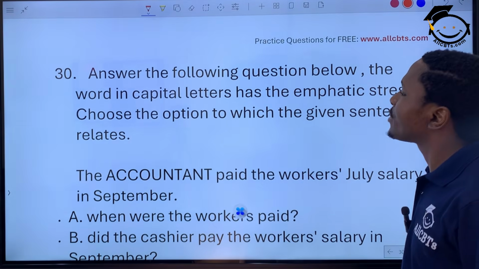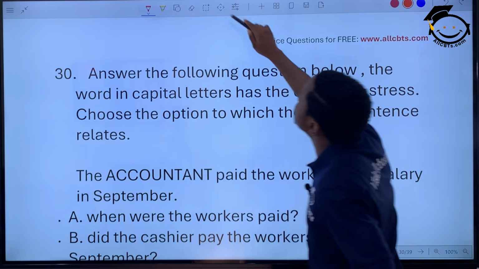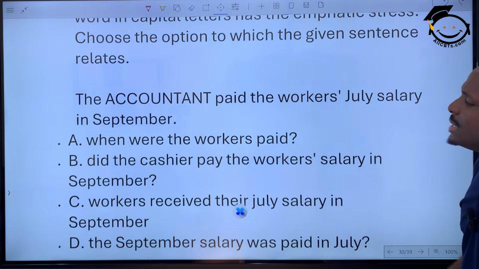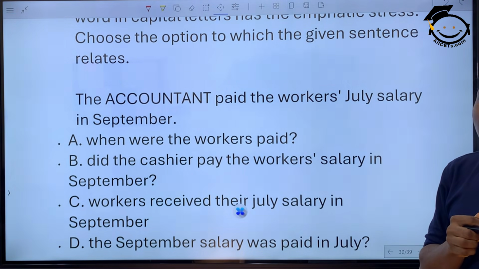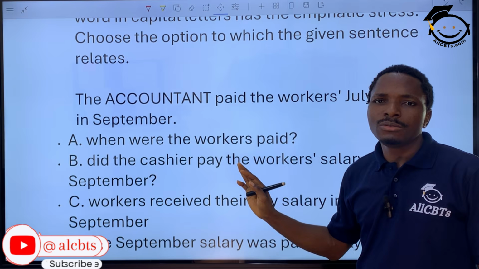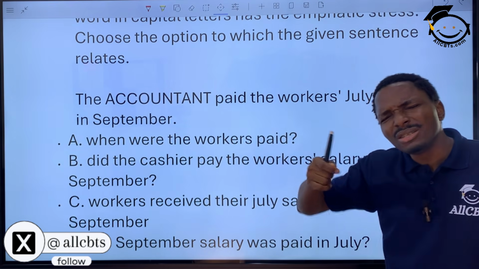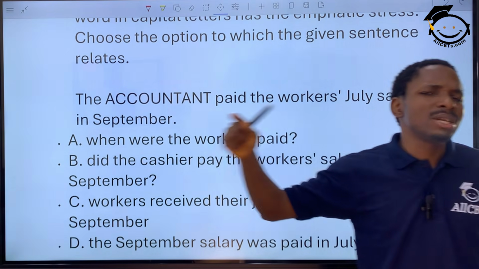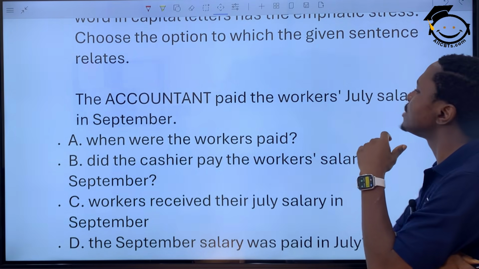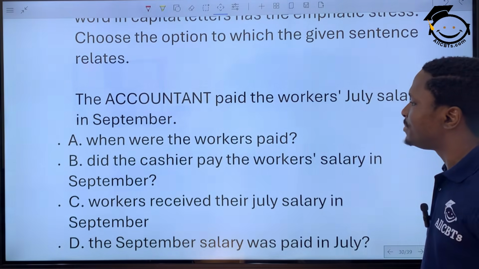Oh, wow. Answer the following question below. The word in capital letter has the emphatic stress. Okay, we have another one. Now, the accountant paid the workers' July salary in December. Now, even without looking at the options, you can pick that the correct question to go with that statement should be who paid the workers' July salary in September. Now let's see the options.